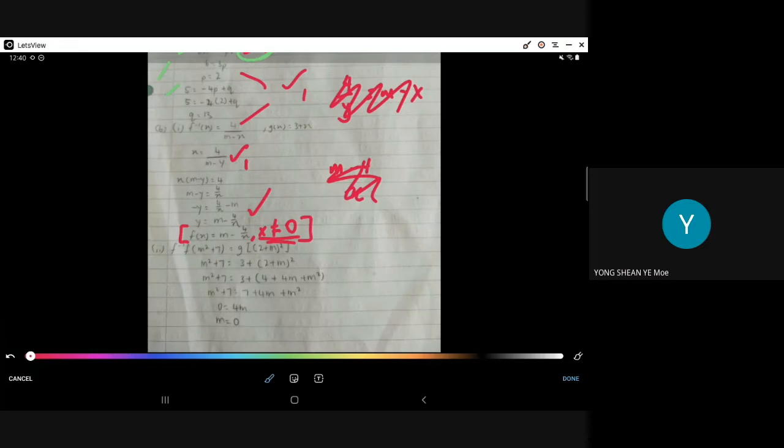For the second one, you get f negative 1 of f m squared plus 7. Since this is the inverse and the normal one, you will just get m squared plus 7. There's another one which is equal to 2 plus m squared under the g function. So you have no choice but to put the 2 plus m squared under the g function, which is 3 plus x. So you get 3 plus 2 plus m squared. You do the calculation, and I got m equal to 0.